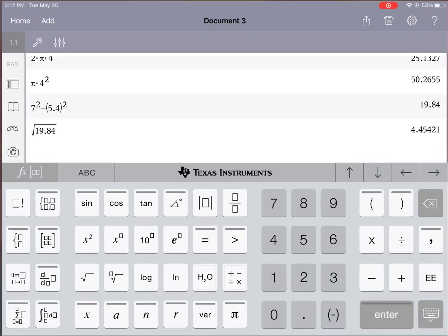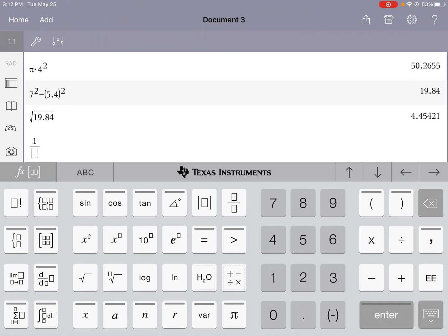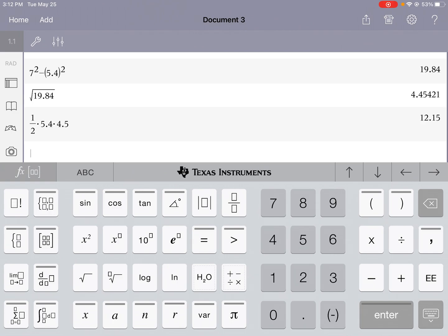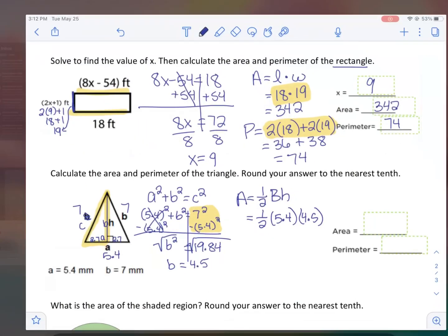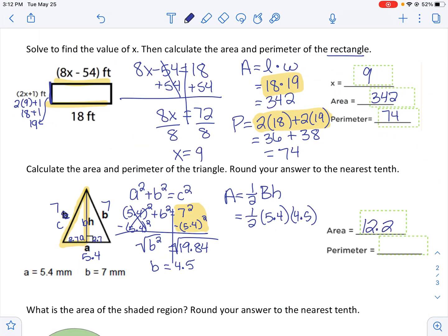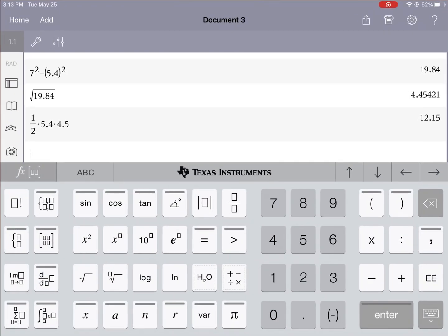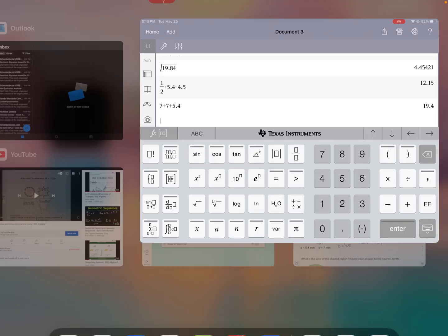Okay, so 1/2 times 5.4 times 4.5 gives me 12.15, which is 12.2. Okay, now that I know that, I can find my perimeter by adding all the sides. So 7 plus 7 plus 5.4. 7 plus 7 plus 5.4. I get 19.4.